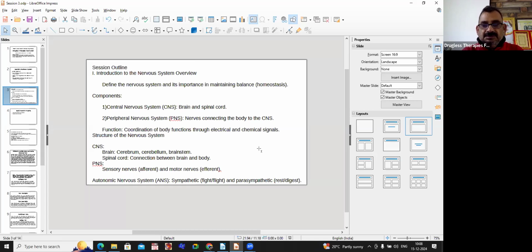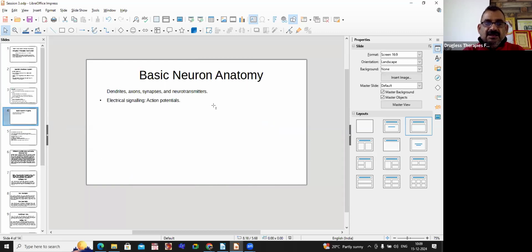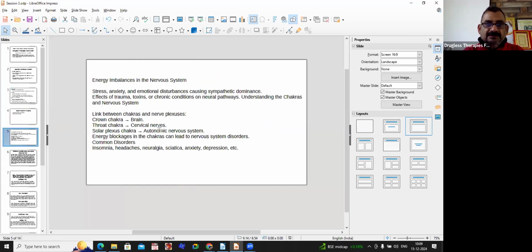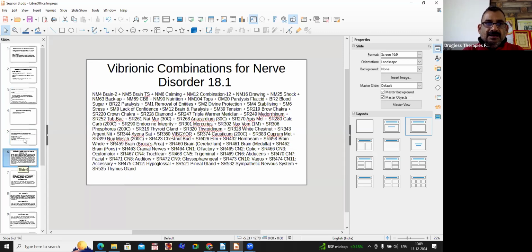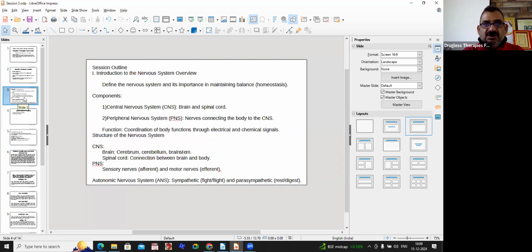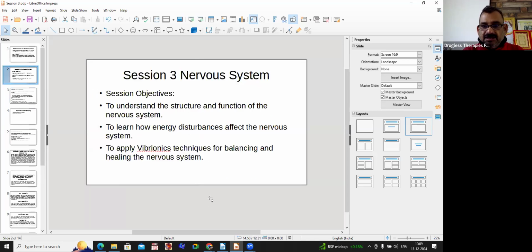cord, the brain doesn't come into the picture. Suddenly we react. So we'll study about it also. And the basic neuron, the anatomy of the neuron, we'll be able to study. And as I told you, there are some links connected between the nervous system and the chakras. So we will be considering that also. And what are the remedies, what are the disorders and how we can tackle them, we'll see in our next topics.